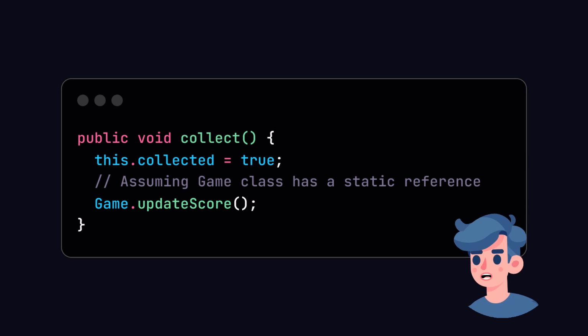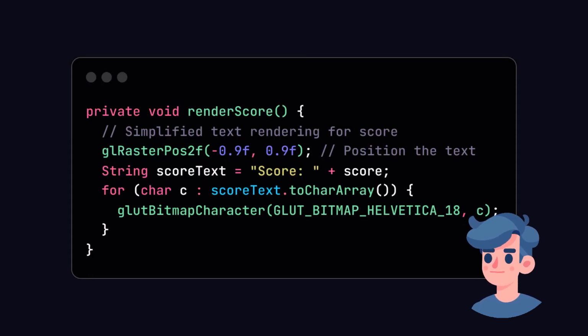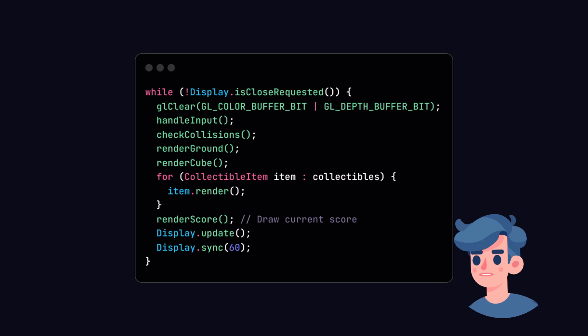In the collect method of CollectibleItem, call the updateScore method when the item is collected. This ties our score increase to the collectibles. Lastly, let's display the score on our game screen. Use this code snippet to render the score using the OpenGL text rendering tools. Call the renderScore method inside the game loop after rendering items. So your game loop will now look like this.